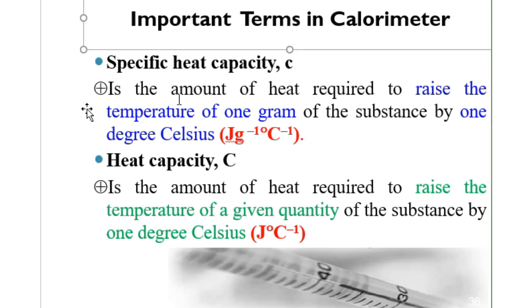Specific heat capacity is the amount of heat required to raise the temperature of 1 gram of the substance by 1 degree Celsius, in joules per gram per degree Celsius. And heat capacity is the amount of heat required to raise the temperature of a given quantity, which can be any quantity, of the substance by 1 degree Celsius.